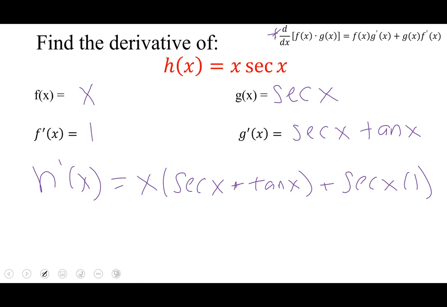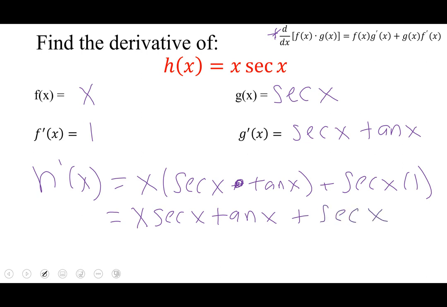So you can go ahead and you can distribute that x, which doesn't really do much for you. It gives you x secant of x. Oh, sorry, this should be the secant of x times the tangent of x, not addition. Sorry about that. So this will give you x secant of x, tangent of x, plus the secant of x.